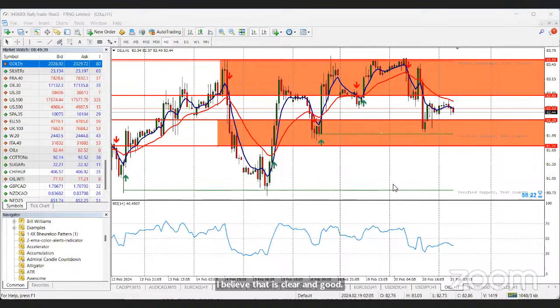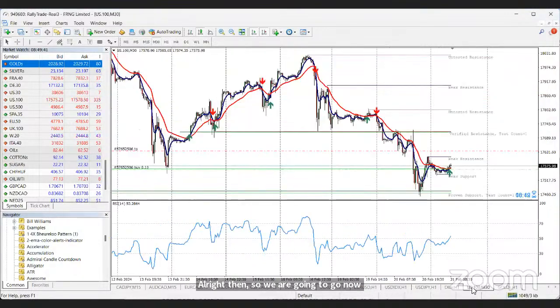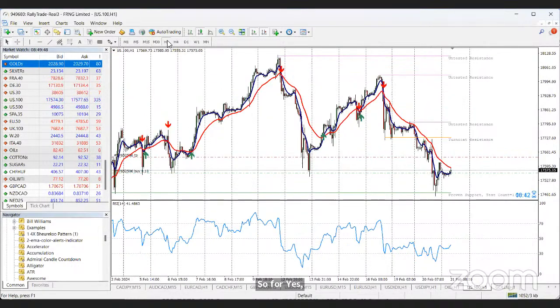All right then. So we are going to go now to US 100. Let's go straight to US 100. So for US 100 on the hourly time frame, we can see that price has bounced off a proven resistance.